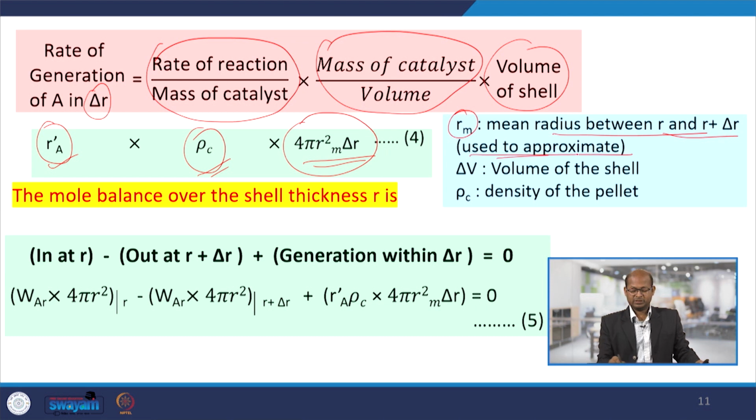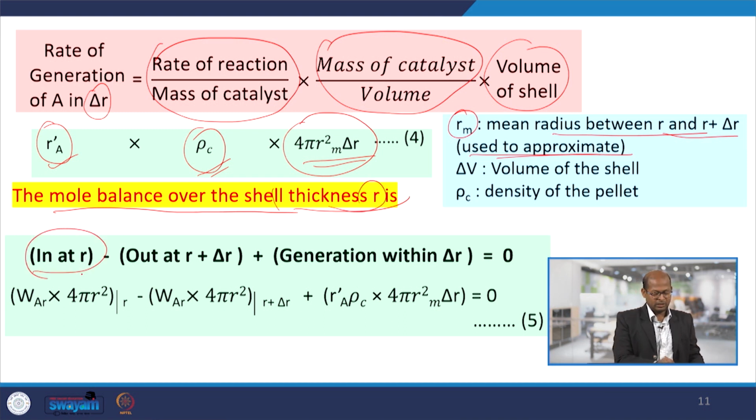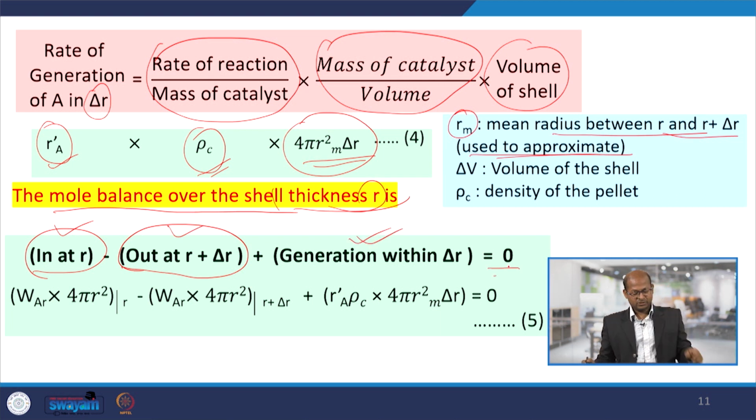Used for approximations. Okay. So now, if we do the mole balance within that thickness, the mole balance over the cell thickness r, in at A minus out at R. This is in, this is out, this is generation. This is the material balance, or mole balance, over the cell thickness delta R.